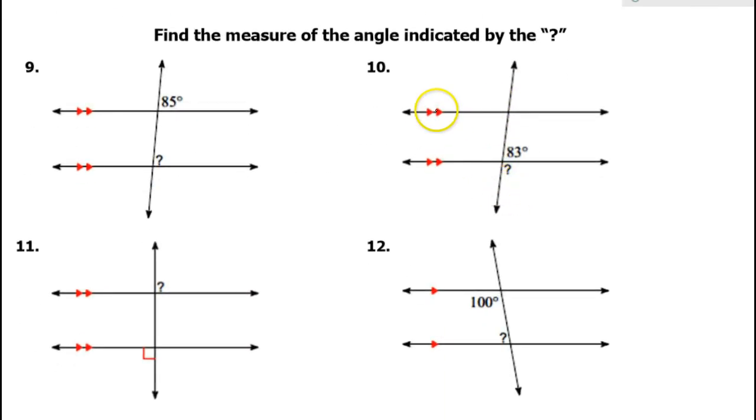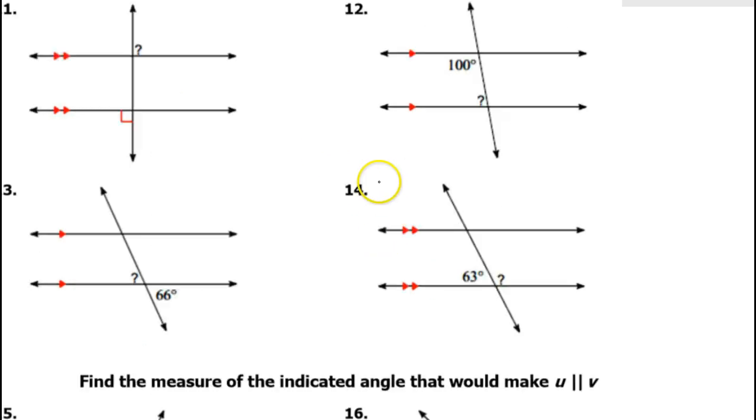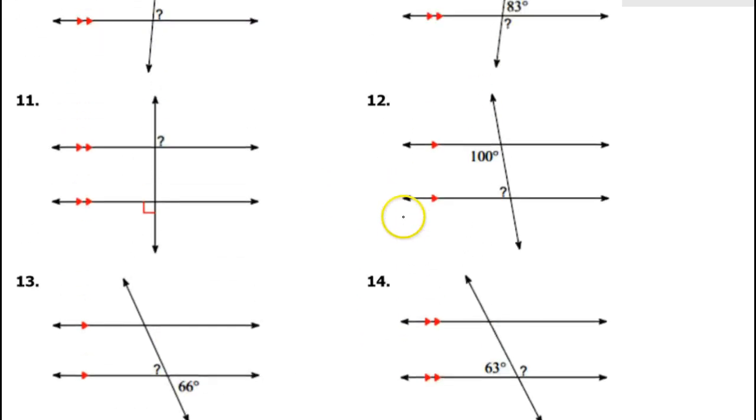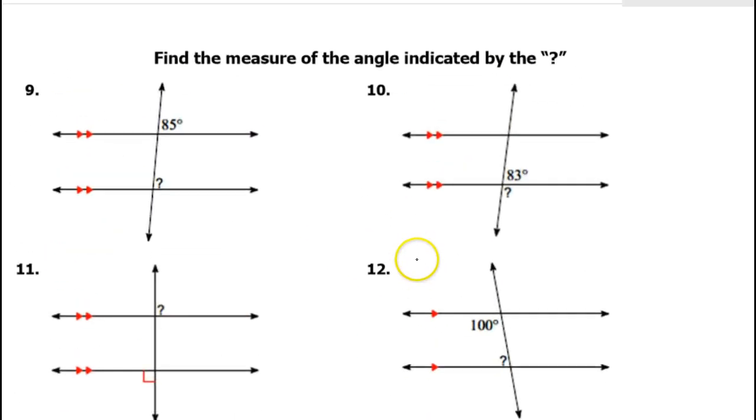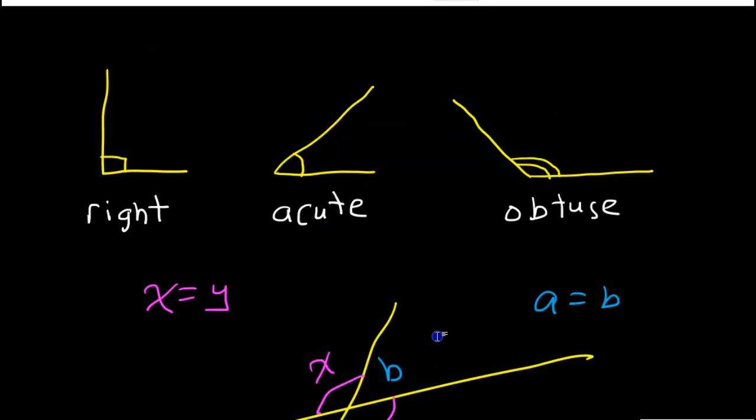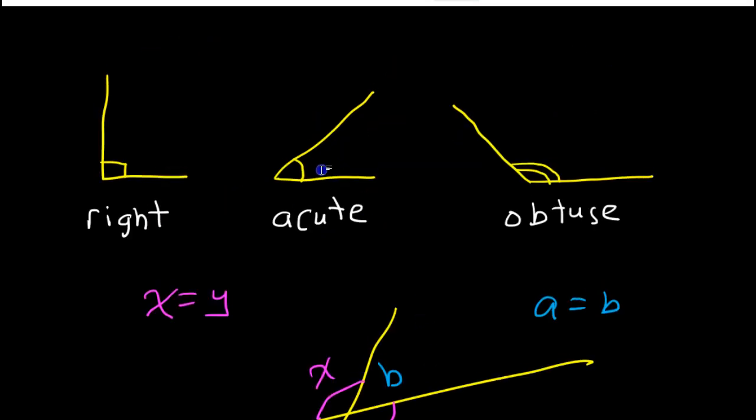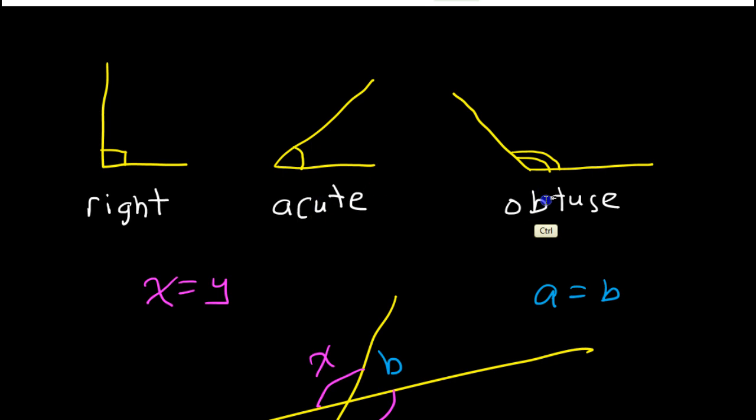Okay, find the measure of the question mark. Now, in all of these cases, we have parallel lines cut by a transversal. Remember the hint that I gave you. If they are both acute angles, meaning less than 90 degrees, then they're probably equal. If you have a pair of obtuse angles, they're also probably equal. But if you have one acute angle and one obtuse angle, they are probably supplementary.